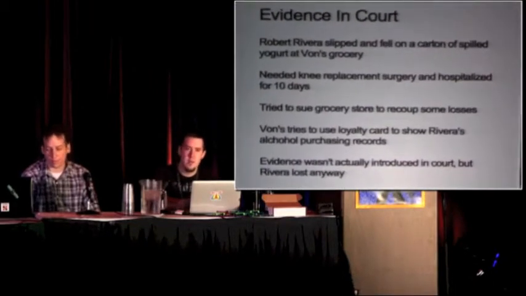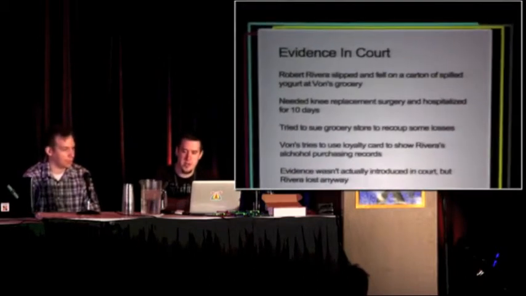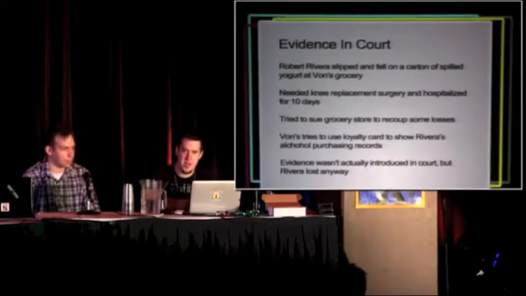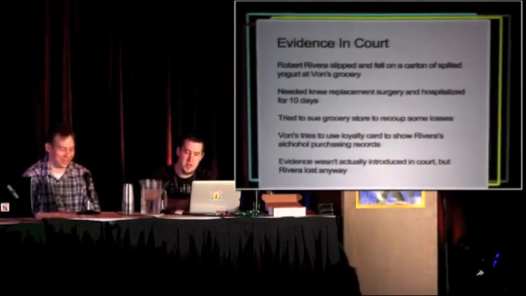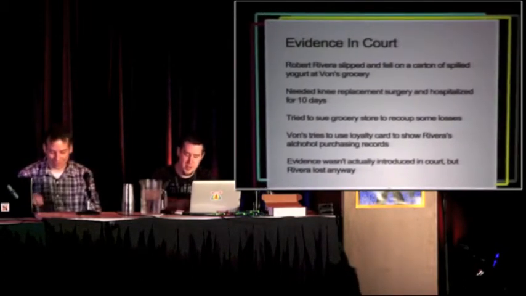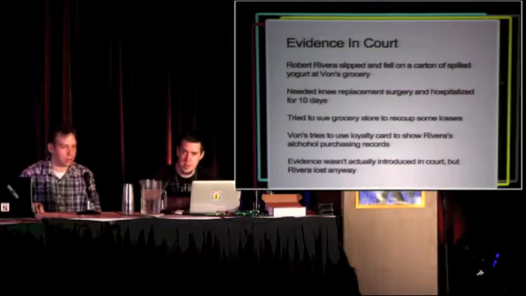But point is, the store tried to look into his data, mine his VIP card purchases to try to paint a picture that this guy was buying a lot of alcohol and was a drunk, and that's why he fell. They ultimately didn't use it in court, and my speculation on that is they'd be showing their cards if they did that. If they used that in court, that would really demonstrate to people that they are willing to do this kind of crap.